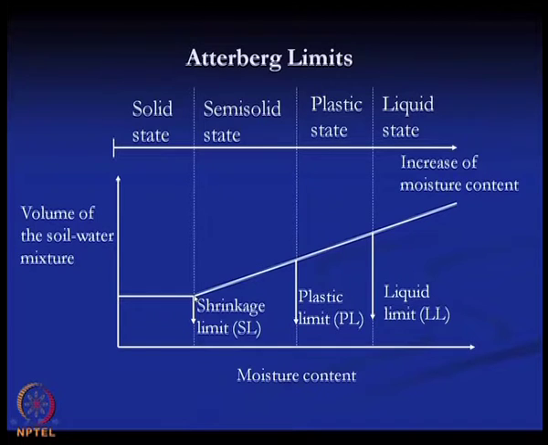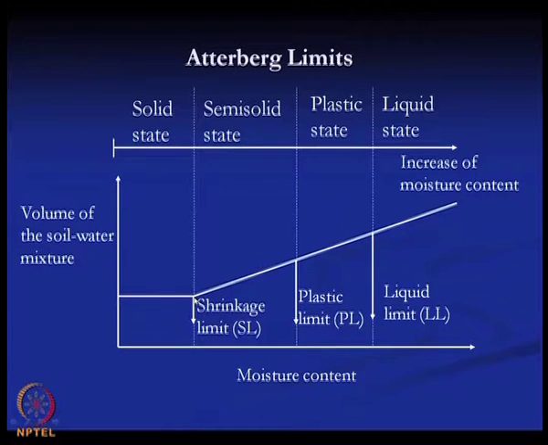So, after this point, if we further reduce the water content, the volume will not change. Now, let us look at the junctions of these different states. The junction of the plastic state and the liquid state is called the liquid limit. So, these three are the limits: liquid limit, plastic limit and shrinkage limit. The liquid limit is the limit where soil changes its state from liquid to plastic or vice versa. Similarly, the next limit is between the plastic state and semi solid state, and that limit is called the plastic limit. And the third limit is between semi solid and solid, and this limit is called the shrinkage limit.